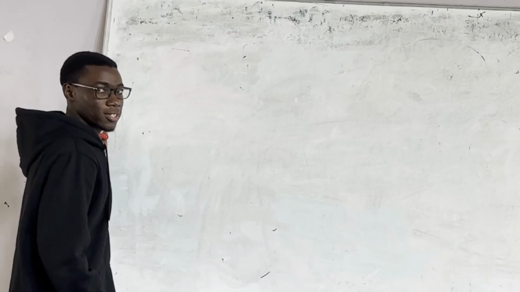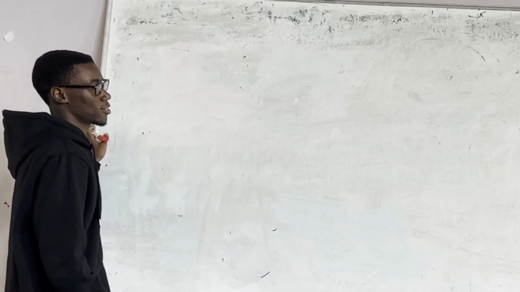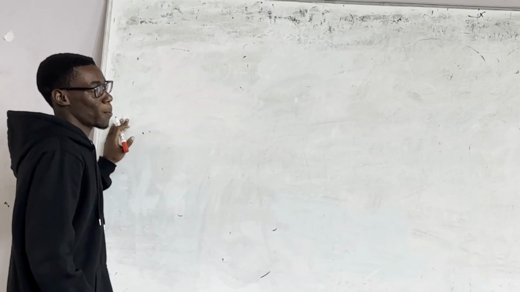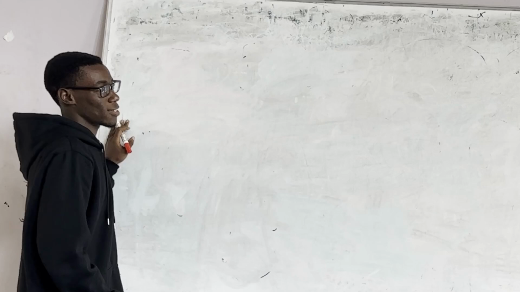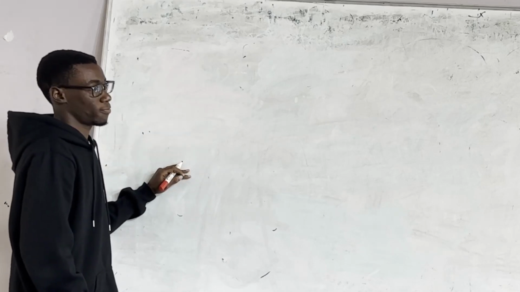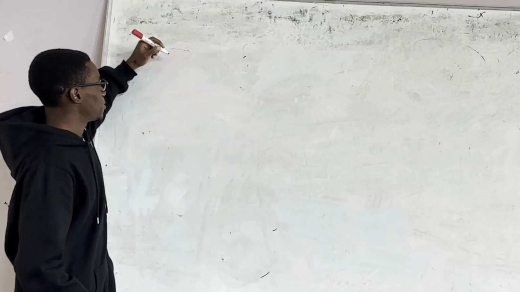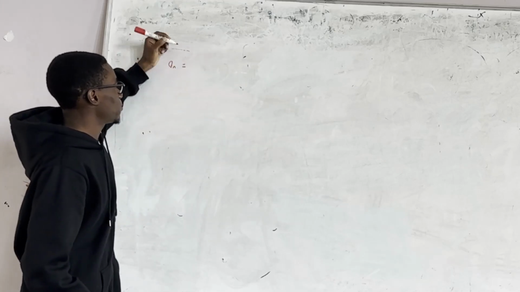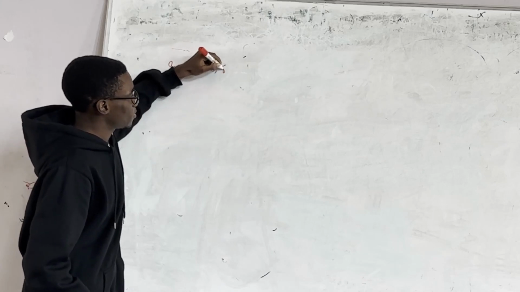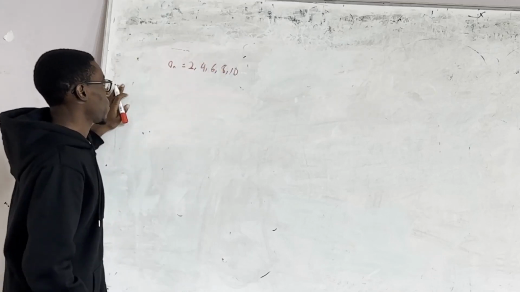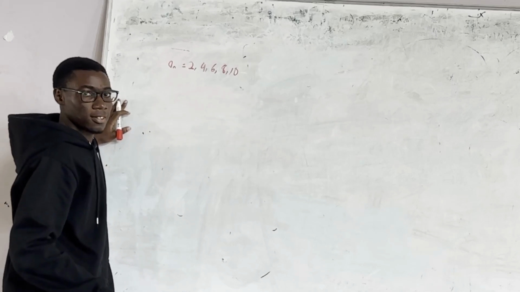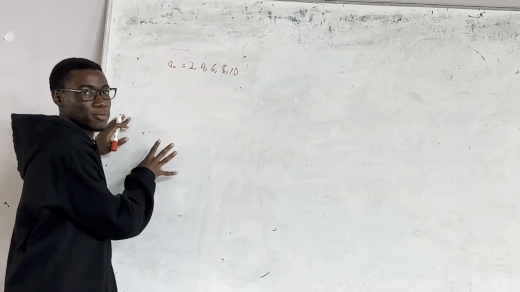Before looking at convergence, we're going to look at what we term as partial sums. Partial sums are basically like, let me say a sequence A of n is equal to 2, 4, 6, 8, 10. So the sum of the first, let me say, 3 terms is the partial sum of the first 3 terms.